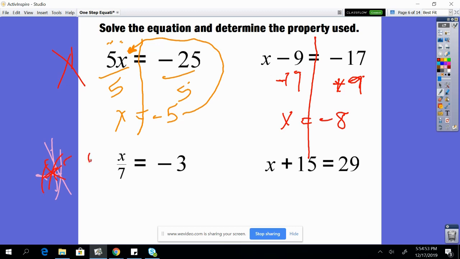Write these down. 1, 2. Okay, go. If you're not paused, pause it.